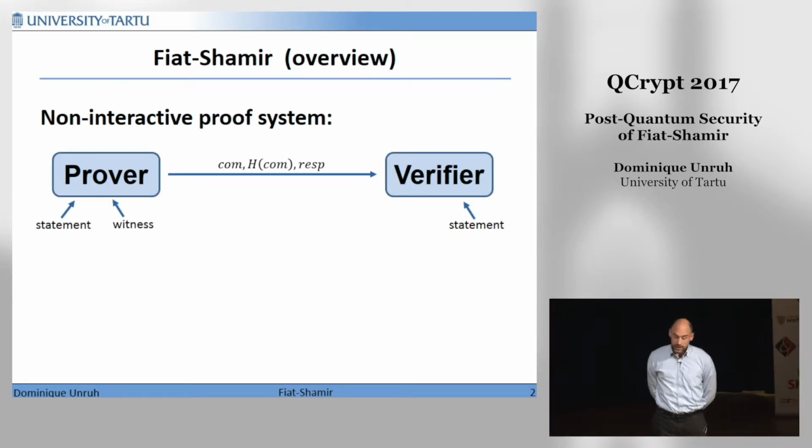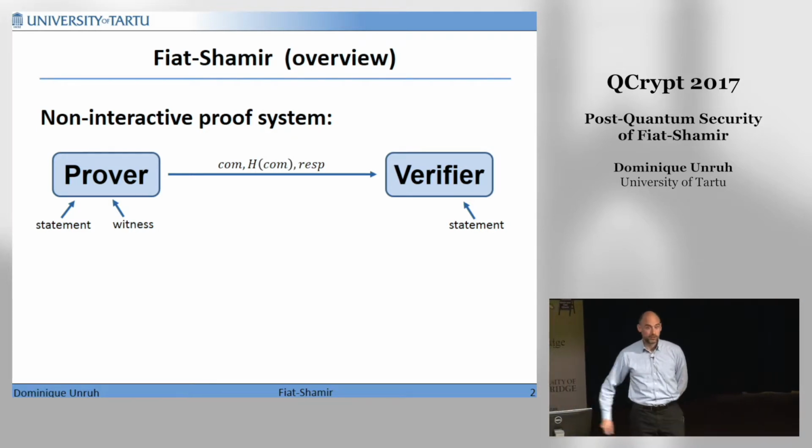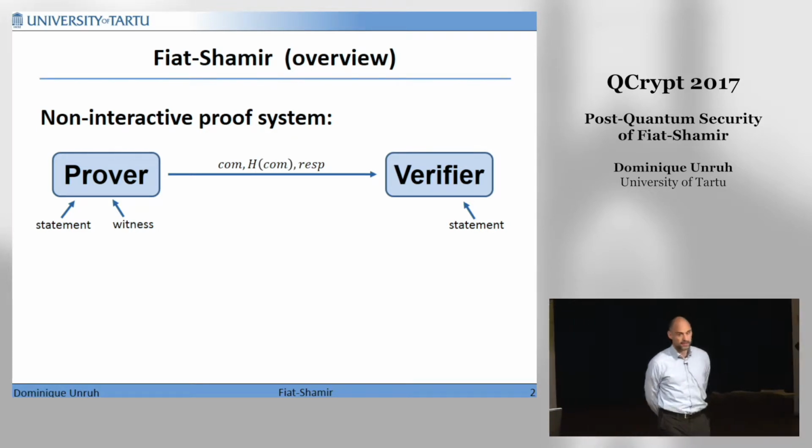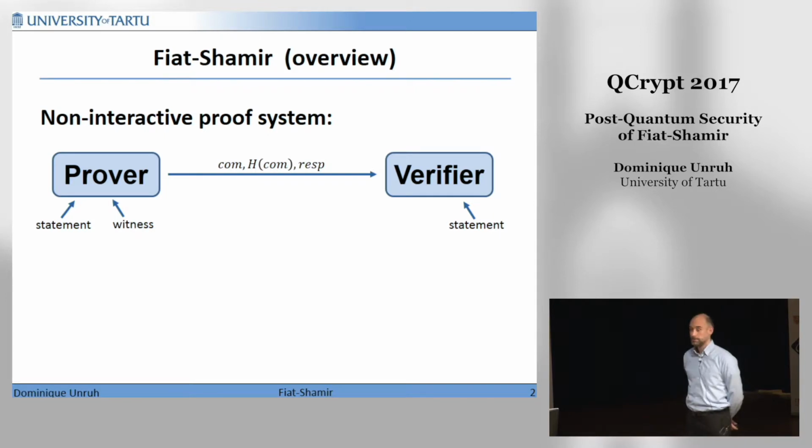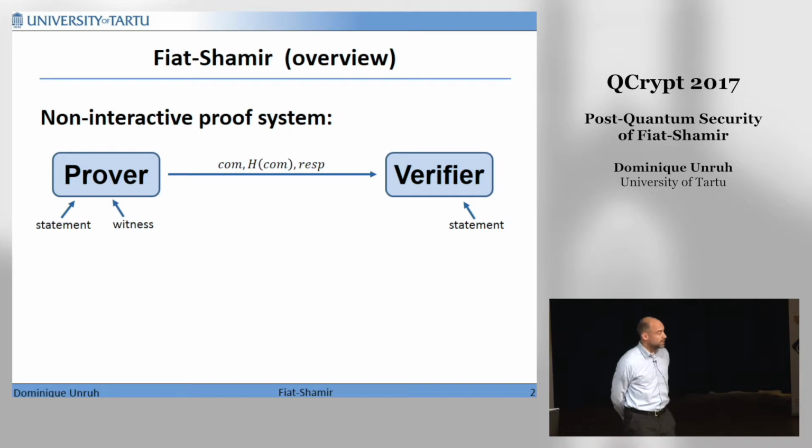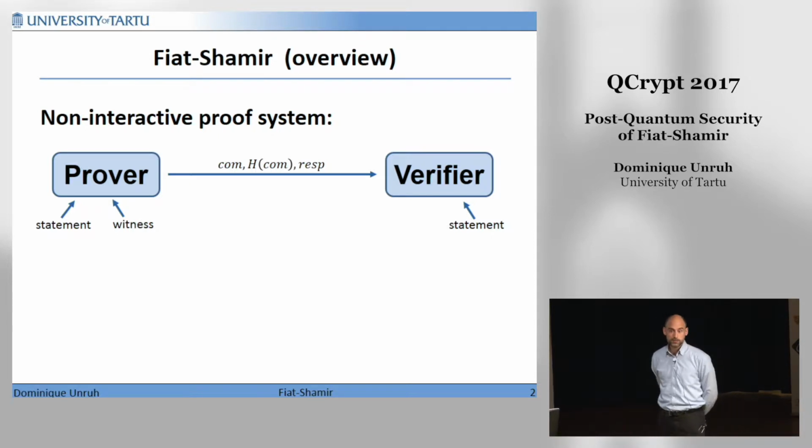So the first thing I should probably tell you, because a lot of you might not know it, is what is Fiat Shamir? So what is the crypto system that I will be talking about? Fiat Shamir is a crypto system that is supposed to implement so-called non-interactive proof systems. So what is a proof system in cryptography? So for now, this is classical cryptography, nothing quantum involved.